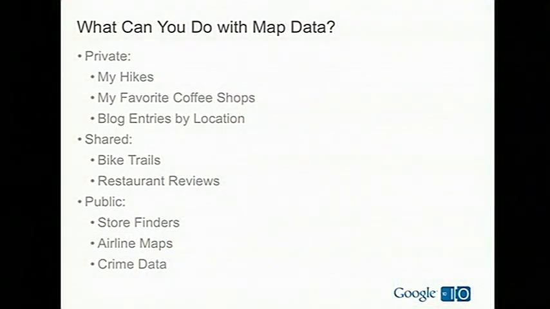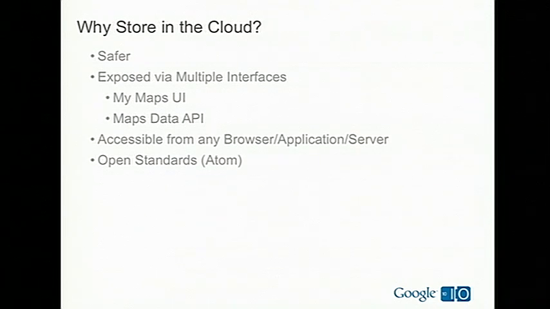Another one would be a shared model. A shared model would be like you have a group of friends, or a bunch of bike paths you want to share in a club or something like that. And then finally, there's the public model. Many of you in business are going to like that because the public model allows you to give your data to your consumers. So basically, the Maps Data API allows you to pretty quickly get an application running that presents your data to your users.